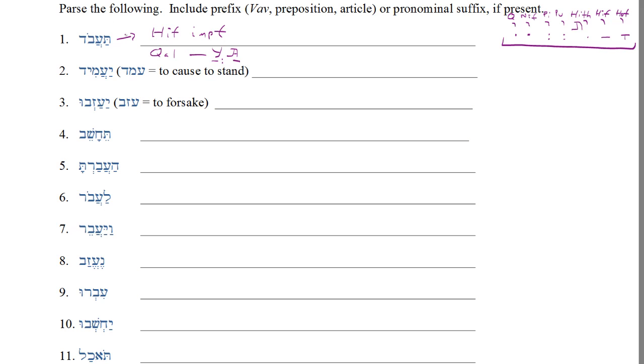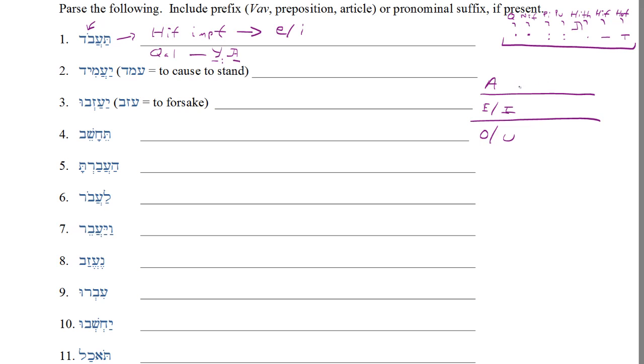How do we tell the difference? Well, in this case we have to look at the theme vowel. Our theme vowel is a holum, and in the hiphil imperfects your theme vowel will always be EI class. Now if you remember, we have 3 classes of vowels. So we have the A class vowels, we have the EI class vowels, and we have the OU class vowels.